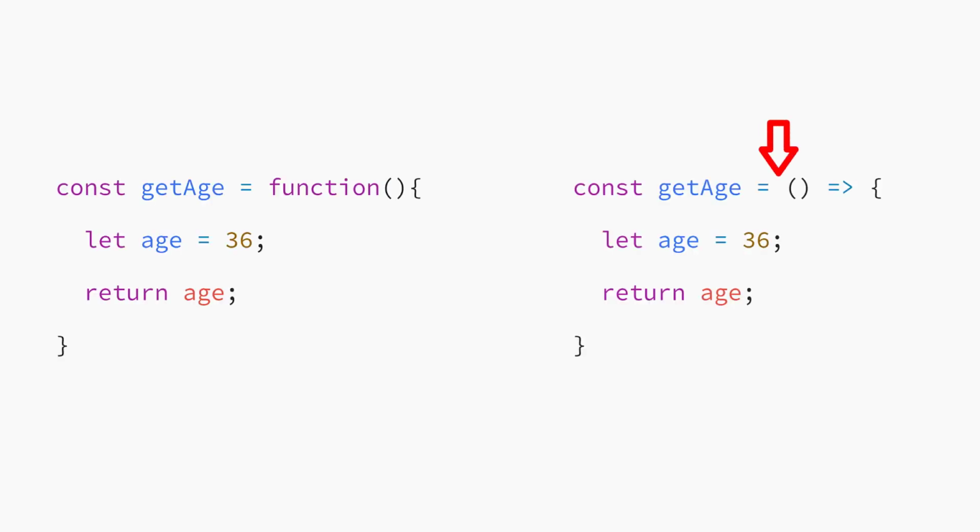You omit the function keyword and after the parentheses add the arrow token, which is just an equal sign immediately followed by the greater than sign. The body of the function can remain the same, but as you'll soon learn, there are ways to make arrow functions even more compact. Let's look at an example.